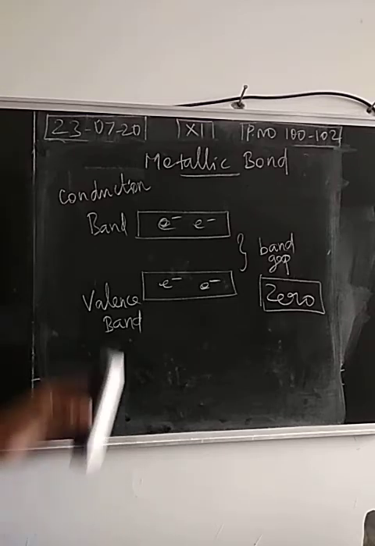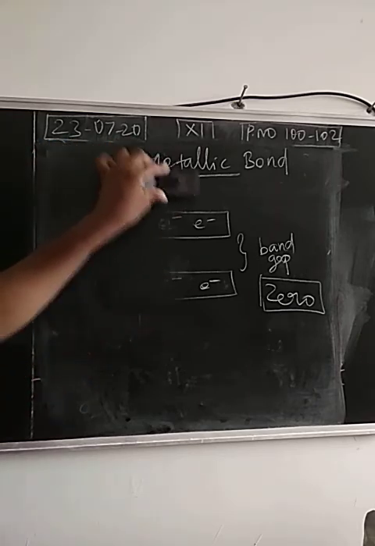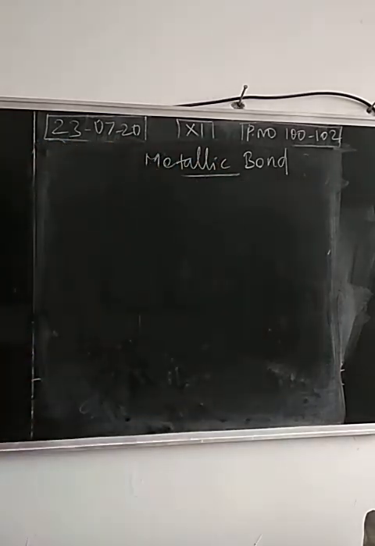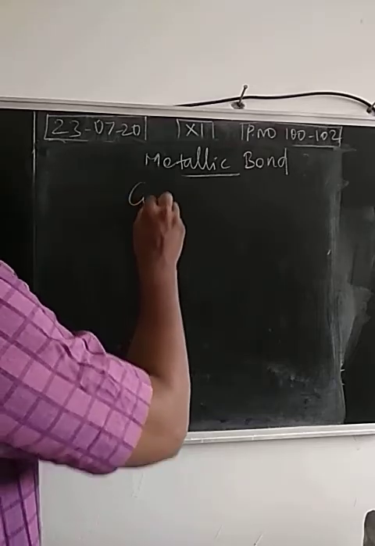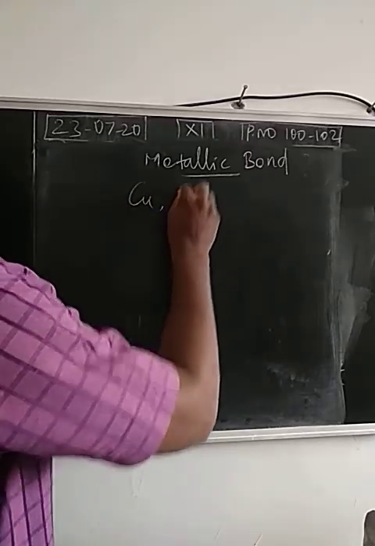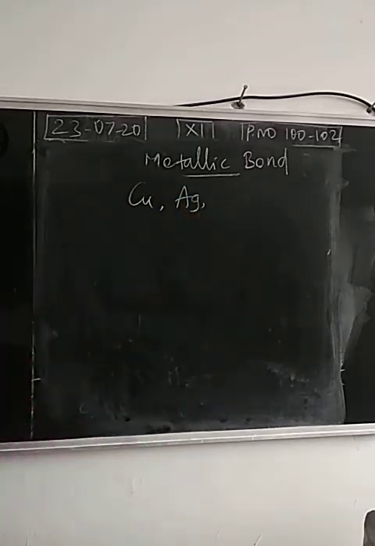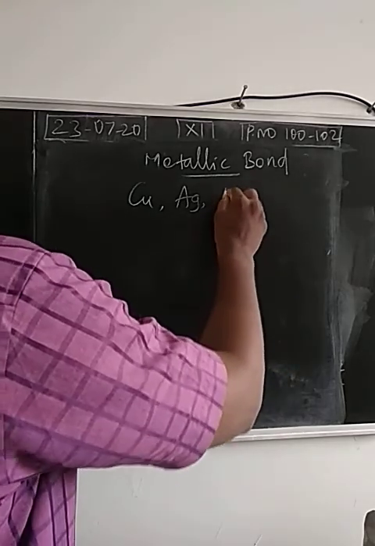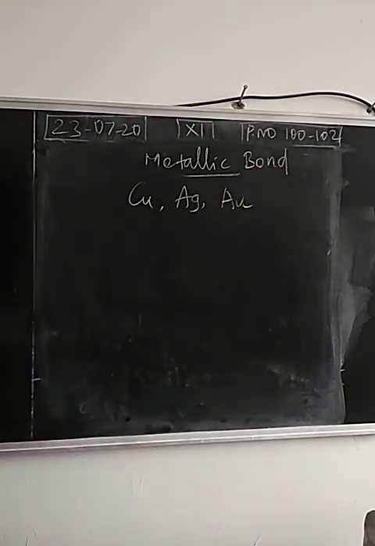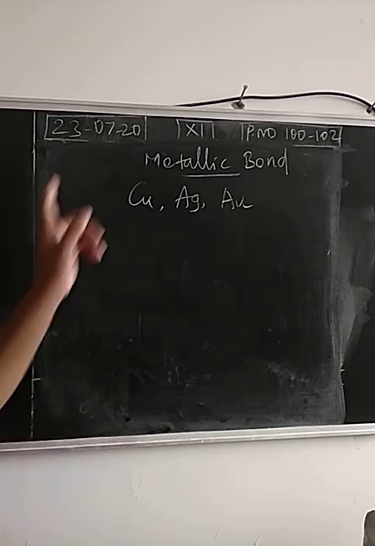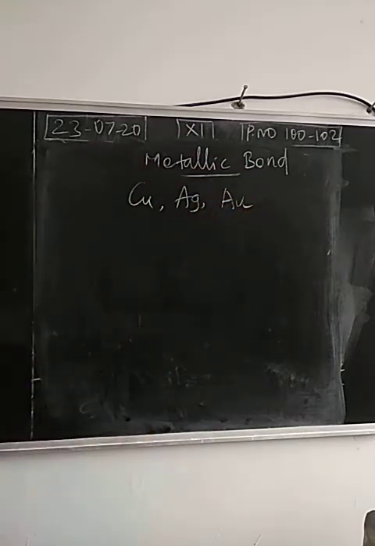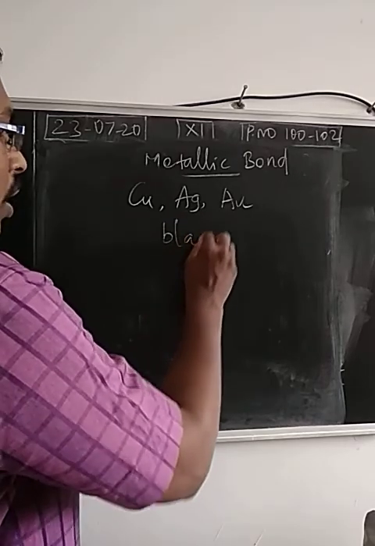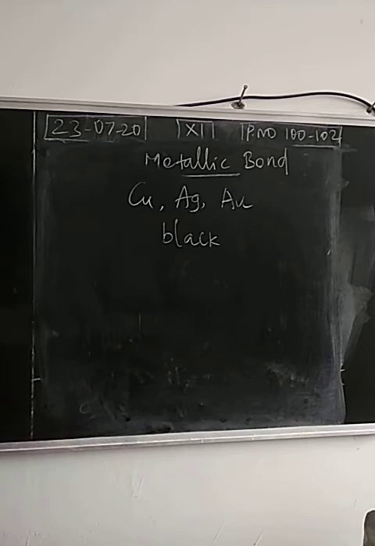Next one, the color of metals. Except 3 metals, remaining metals are black in color. Copper, gold, then silver. So copper, silver, gold, these 3 metals are not black in color. Except these 3, the remaining metals are black in color. So the color of the metal is black.